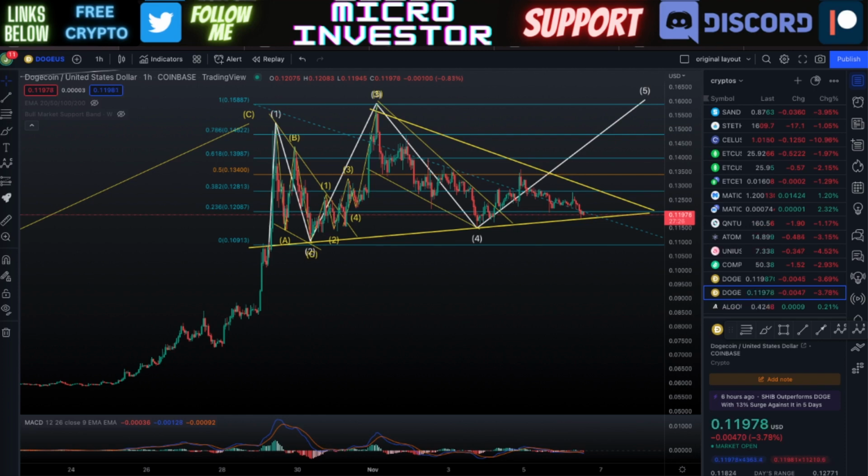Now, in this video, we're going to be talking about Dogecoin and picking up where we left off in the previous Dogecoin video. What we're looking at here is that Dogecoin is within this triangular pattern, and this could easily be a very bullish triangular pattern.